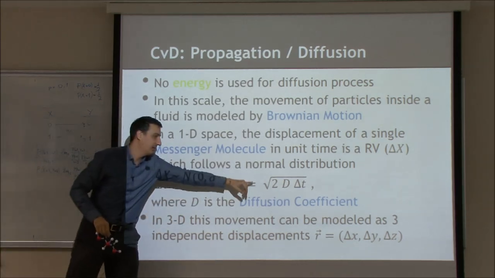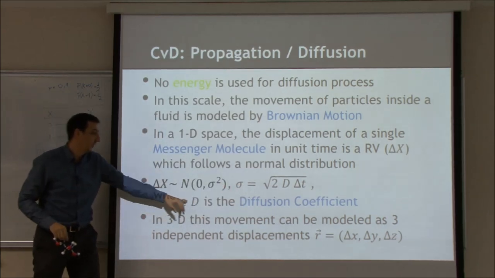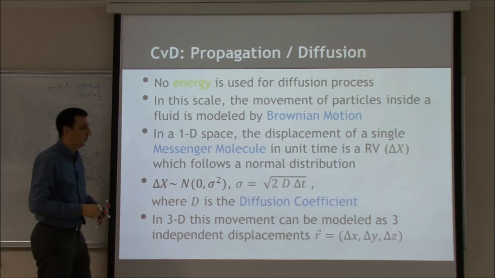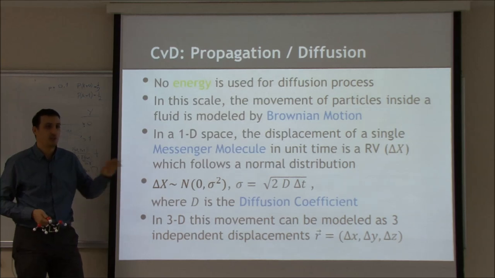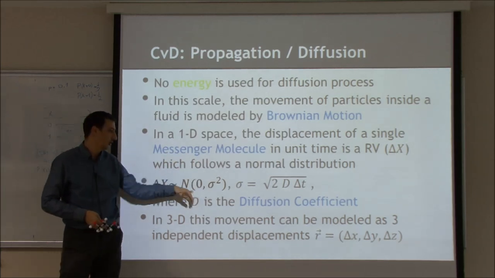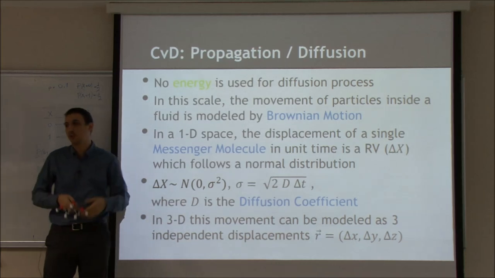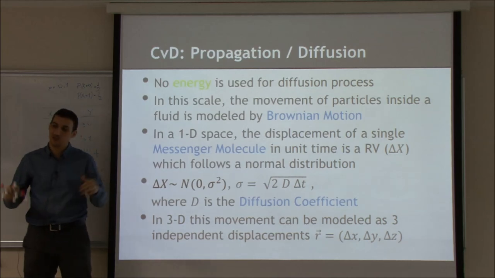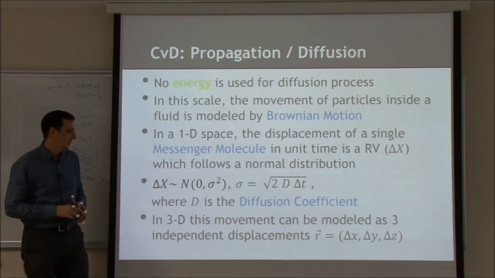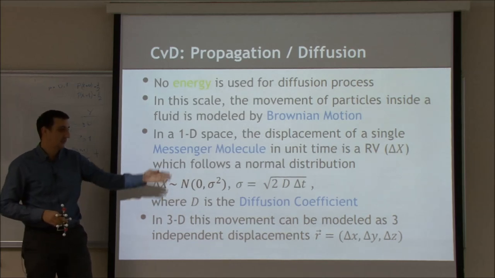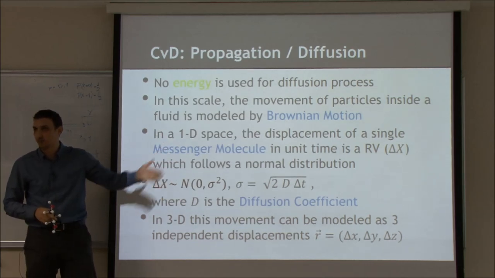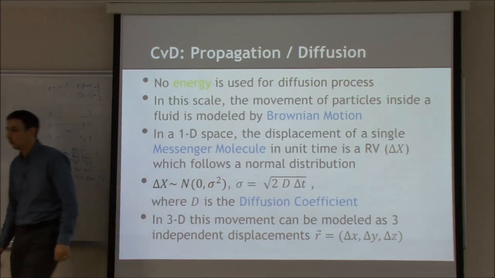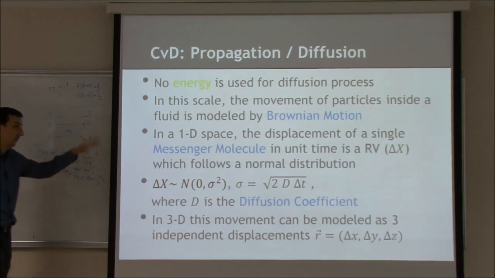In this formula, D is the diffusion coefficient. For a 3D environment, you will have three displacements according to normal distribution independently. For a 4D environment, which is fictitious, not a real case, it may have more than three: x, y, z, and u directions. In any case, you can simulate the Brownian motion by this formula, the normal distribution.